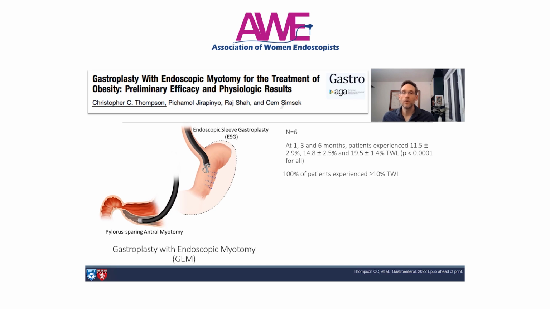And in 2022, we published the results of our first 6 patients. And you can see here we had 6-month follow-up, and that was a 19.5% total weight loss. 100% of patients achieved at least a 10% total weight loss, so this is quite remarkable.